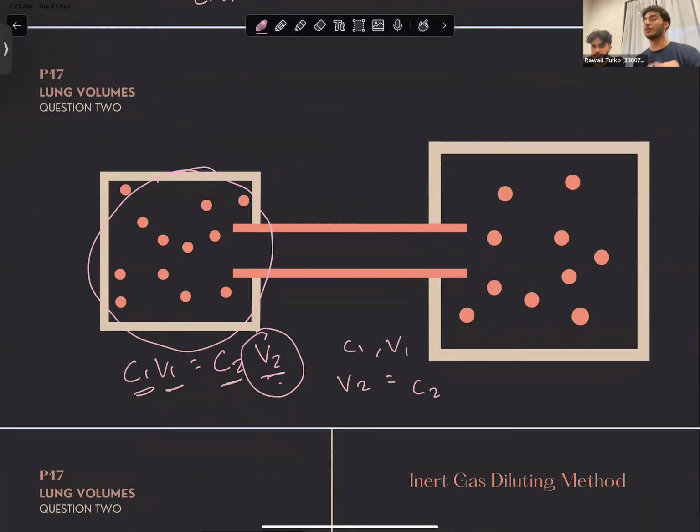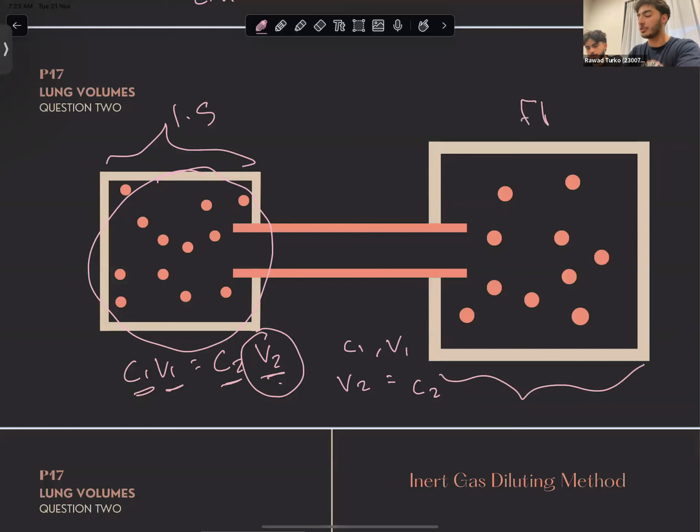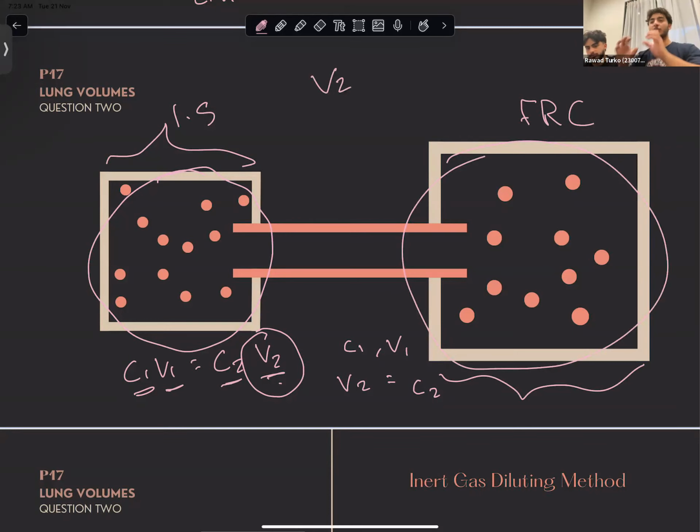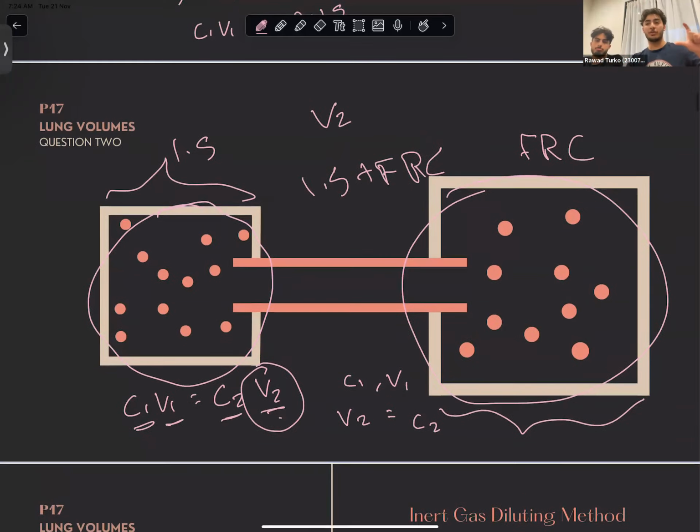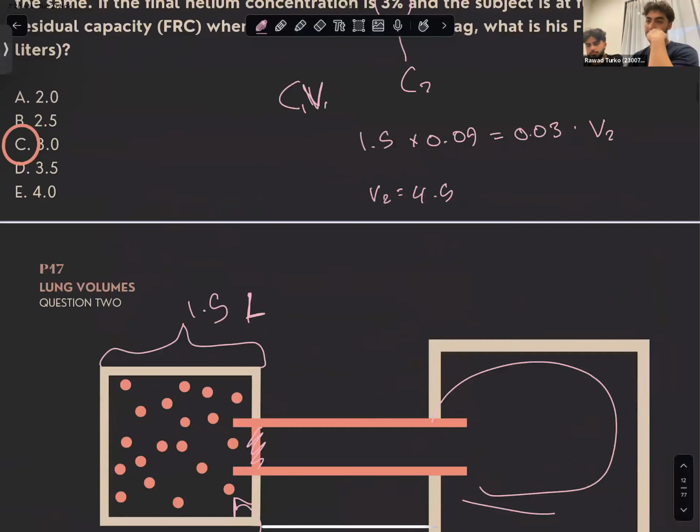We have to subtract 1.5. Perfect. I'm so glad somebody's with me. Yes. So we said this is 1.5. We're trying to get this and only this. This is your functional residual capacity. V2 is 1.5 plus whatever volume you have in your FRC, because you're spreading it over a larger volume. Now the helium gas is both in this 1.5 liter bag and in your lungs, in your functional residual capacity. So to get just the functional residual capacity, you do 4.5 minus 1.5, to get 3 liters.